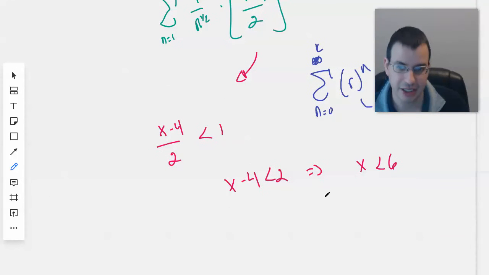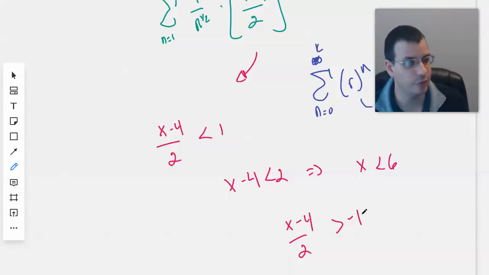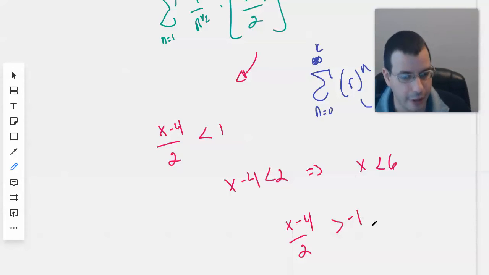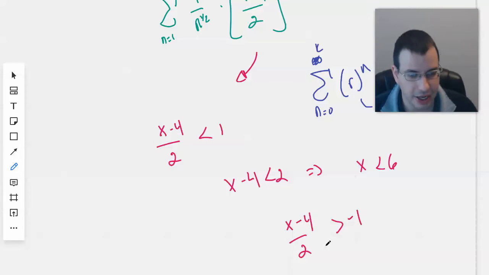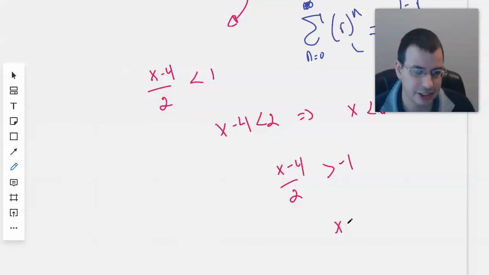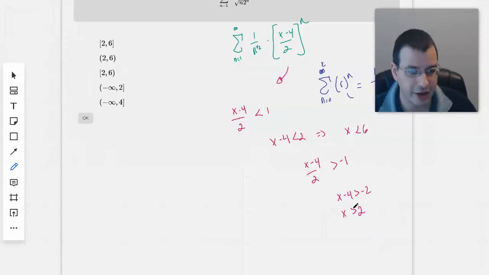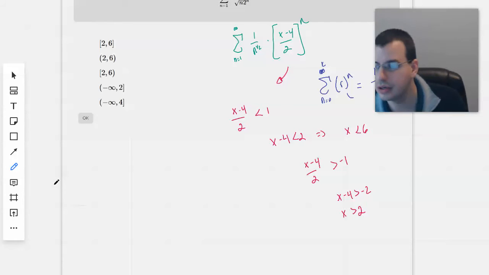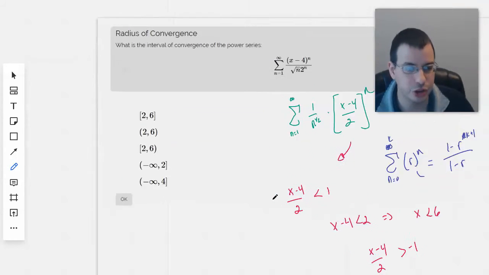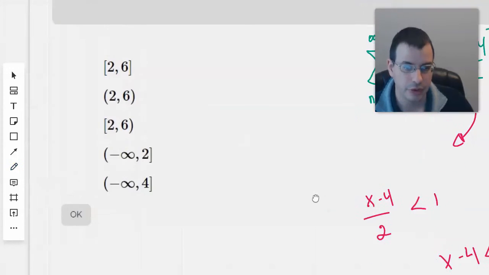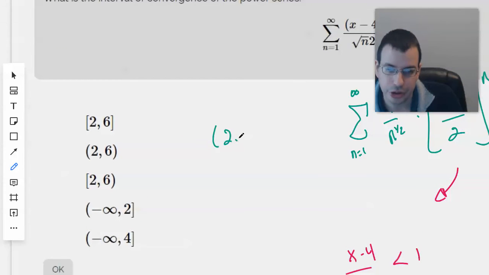One other thing is that (x minus 4) over 2 can be greater than negative 1, because you can have negative 1 squared, etc. So this implies that x minus 4 is greater than negative 2, so x is greater than 2. So we have x greater than 2 but less than 6, and that's not inclusive. So we have 2 and 6, and you see it looks like this.